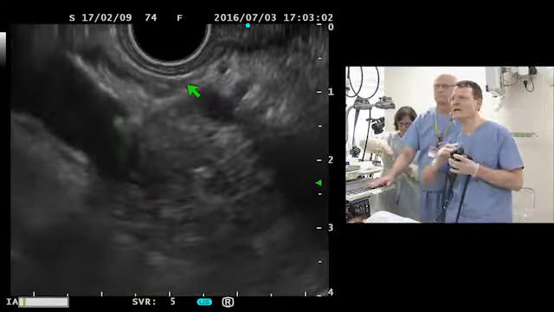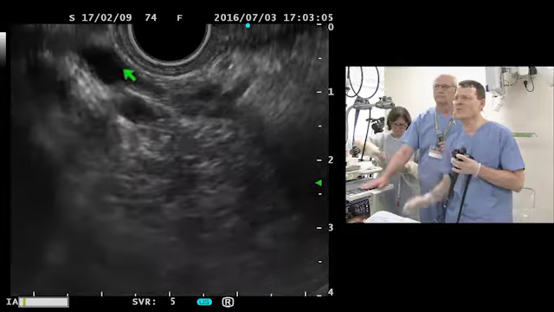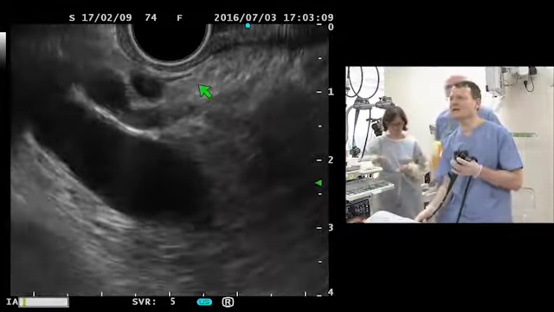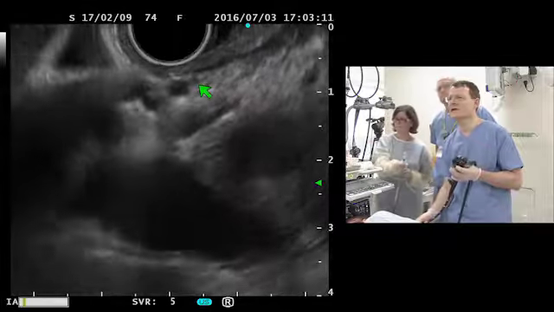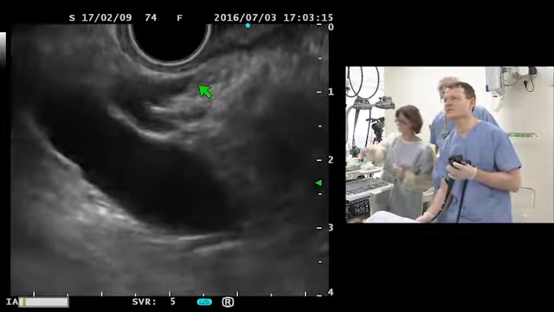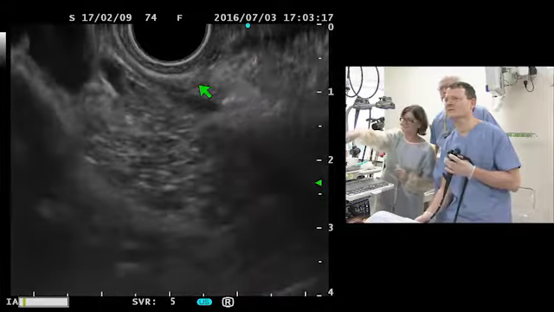And now I play a little bit with the small wheel, because sometimes we can get a better position. So I push the scope in and out.